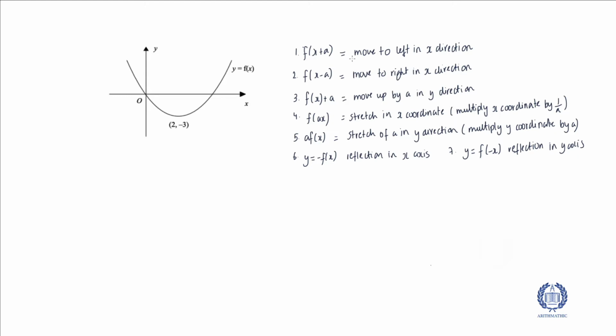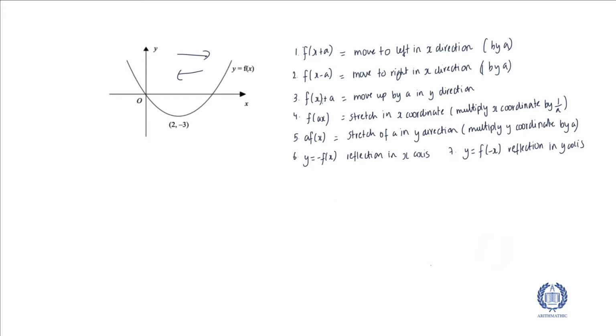So for the first one, it says f of x plus a: move to the left in the x direction. Essentially we're moving this whole graph to the left by a. For example, if a was 3, we're moving this graph 3 spaces to the left. That's all it means. Okay, and then the second one, f of x minus a: you're doing the opposite because of the minus, so you're going the other way, to the right, by whatever spaces. For example, if a was 2, you're going to move 2 spaces to the right because it's f of x minus 2, right?